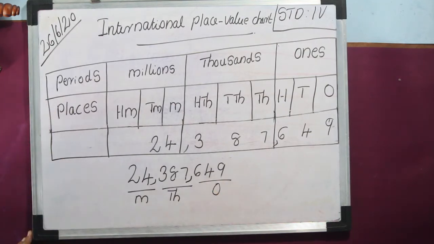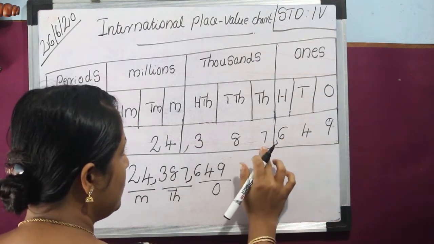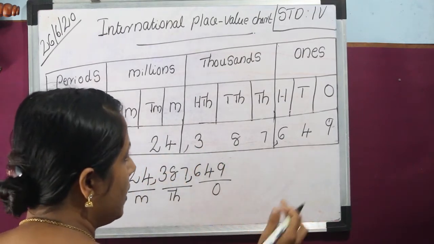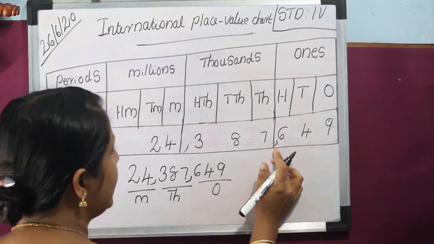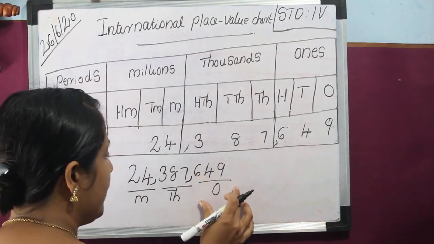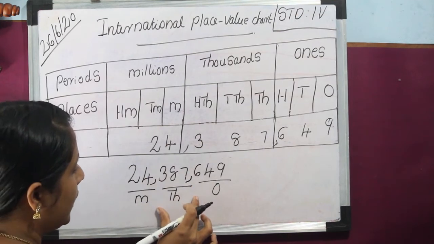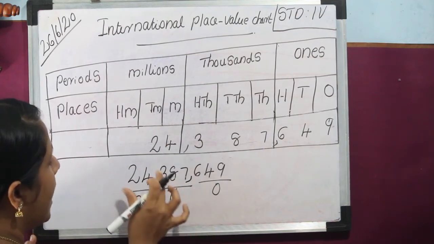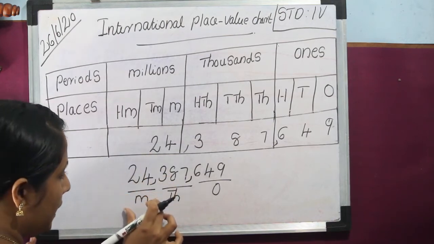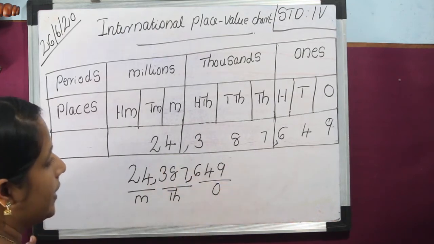So we read this number as 24,387,649. Once again, consider the number 24,387,649. First we write this number inside our table, that is ones, tens, hundreds, thousands, 10,000, 100,000, million, 10 million. Next we insert commas. The first comma comes after the hundreds place, the second comma after the 100,000 place. So this section is in the ones period, this in the thousand period and this in the million period. So we read this number as 24,387,649.